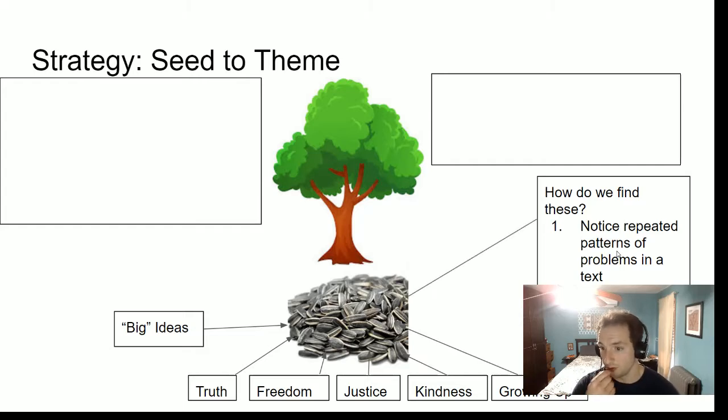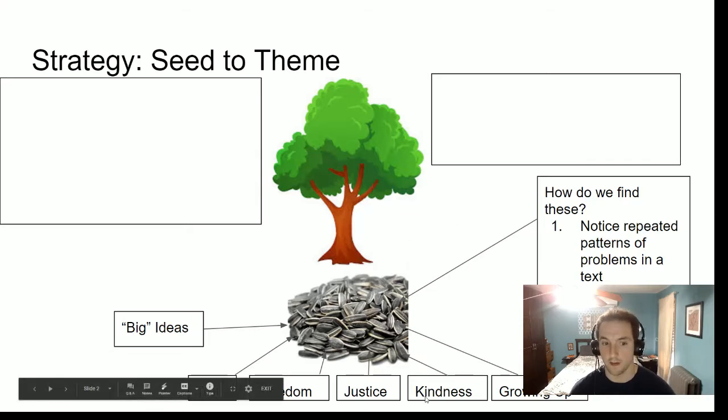And now you can also notice topics or ideas that are brought up often in a text. Not just problems, but also just ideas. If characters are talking about their freedom a bunch, or they're talking about sacrifice, if they're discussing this thought multiple times, that probably means the author is trying to show us something about that idea. Now, we have an idea about how to find these big ideas. How do we turn them into themes?